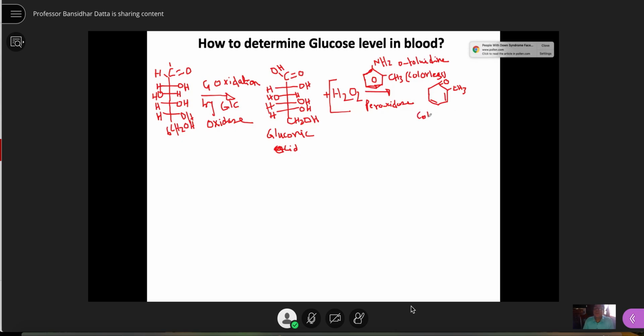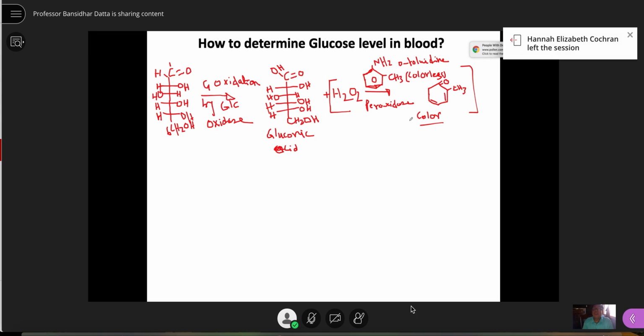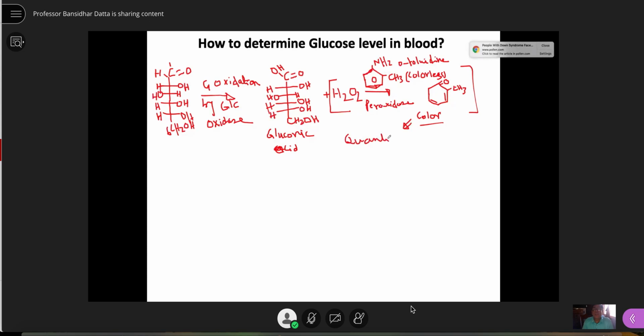It gives the color. So if you quantify the color, once you quantify this color, it tells you how many molecules of H2O2, and that corresponds to how many molecules of glucose. So the color is quantified, and it gives a number. I'm going to give the number for a normal person. Usually, if it comes to, let's say, 70, which is a very low number, but it's okay nowadays.